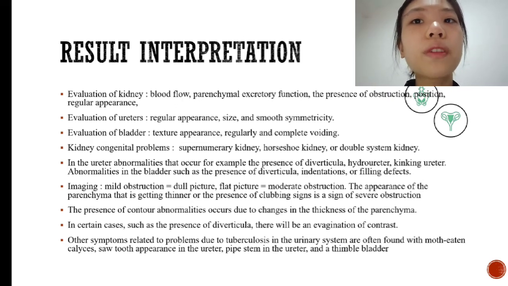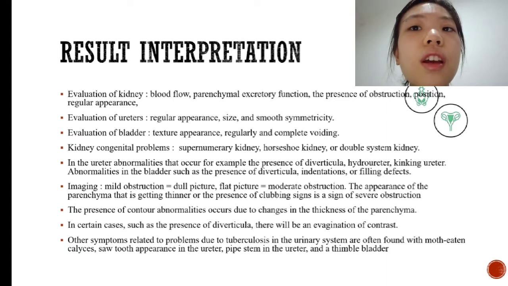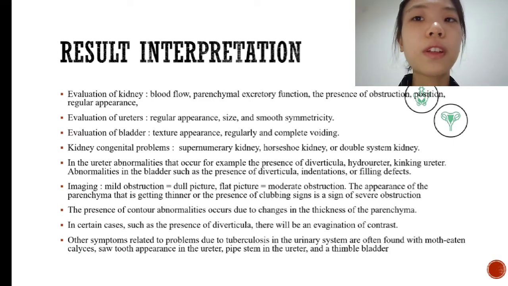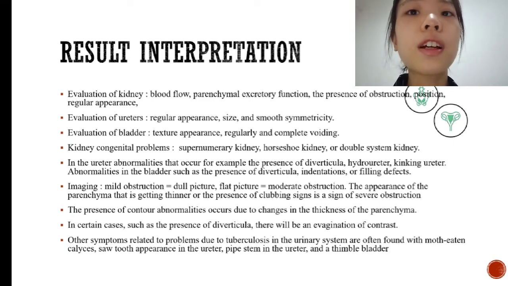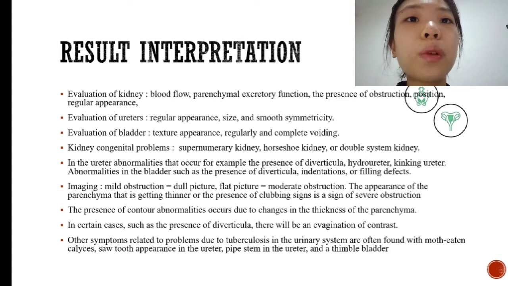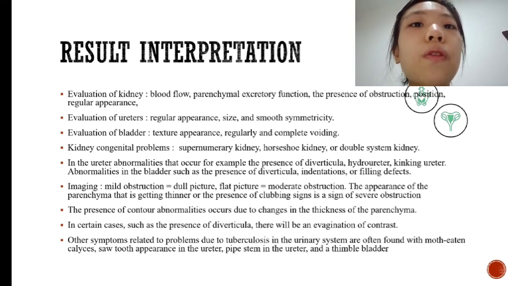I want to tell about the result interpretation. So this assessment of the kidney will assess the blood flow to the kidney, parenchymal excretory function, and the presence of obstruction, position, regular appearance, venous outflow, and the size of the kidney. For the ureters, we can evaluate based on regular appearance, size, and smooth symmetry. And the bladder, we can assess for its texture, appearance, regularity, and complete voiding.